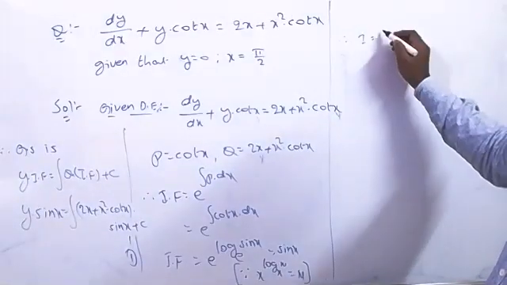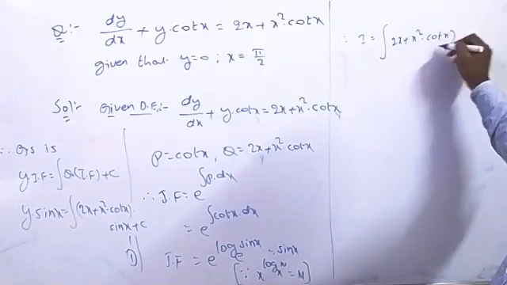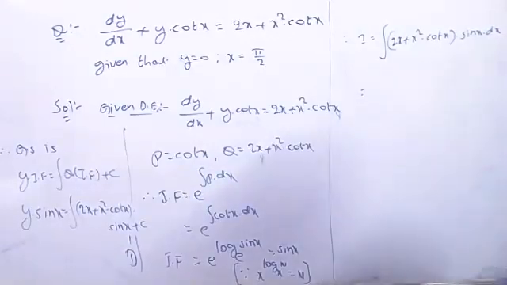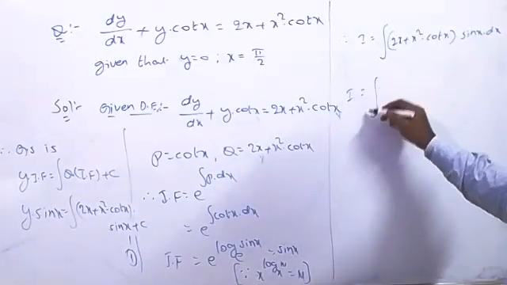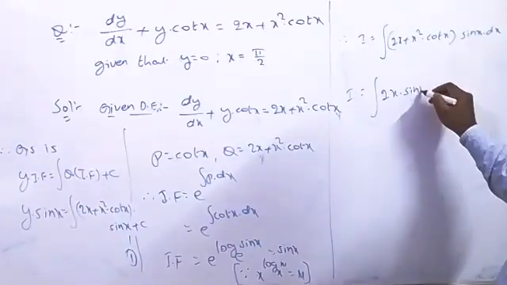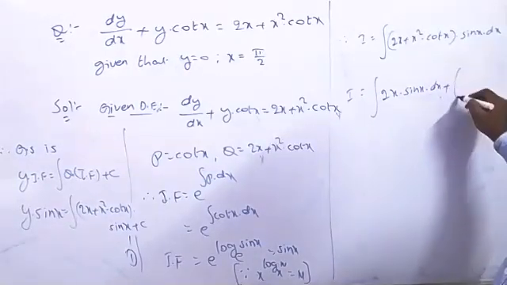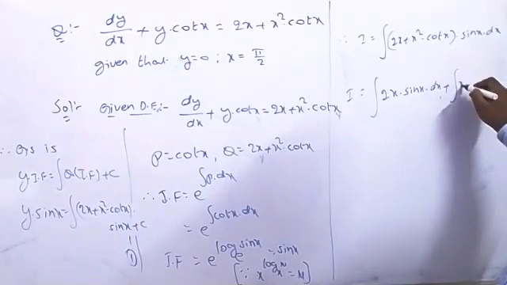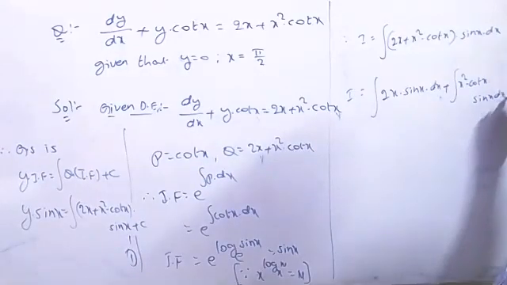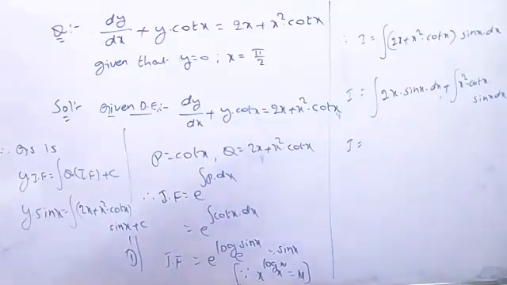So integration of (2x plus x square) into cot x into sin x into dx. This value we have to find now. So the value of I equal to integration. Now first multiply separately. This is 2x into sin x into dx plus integration of x square into cot x into sin x into dx. I am taking separately here.